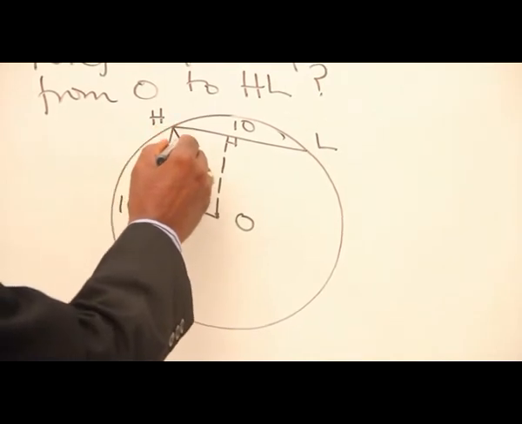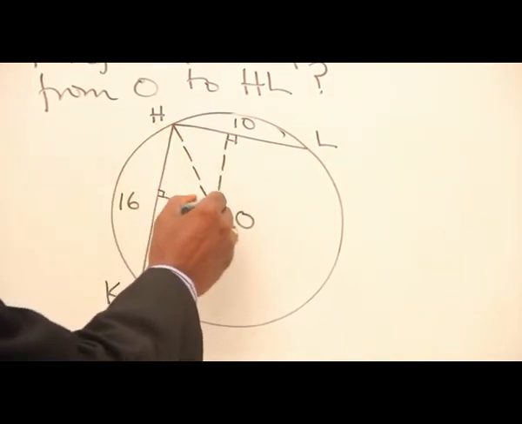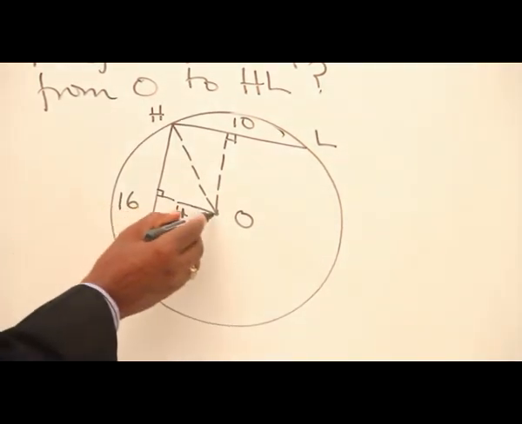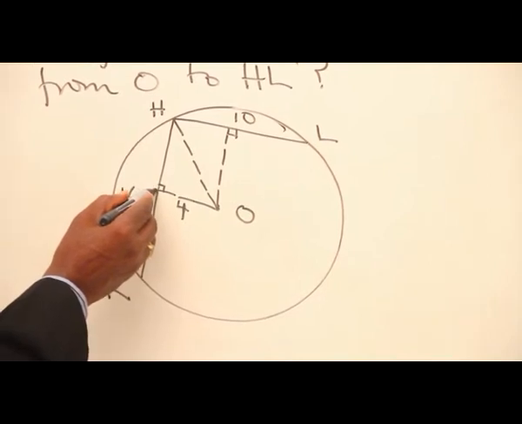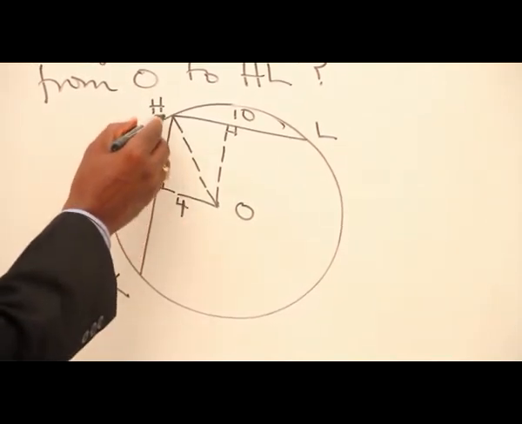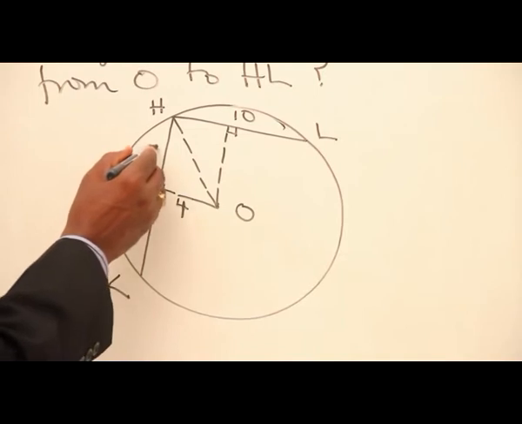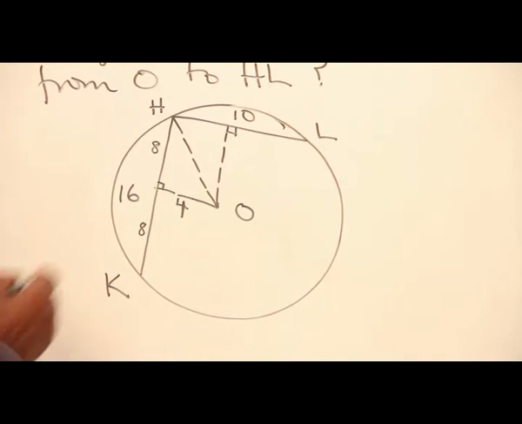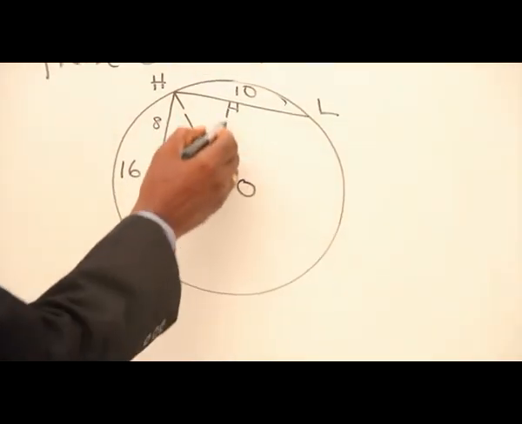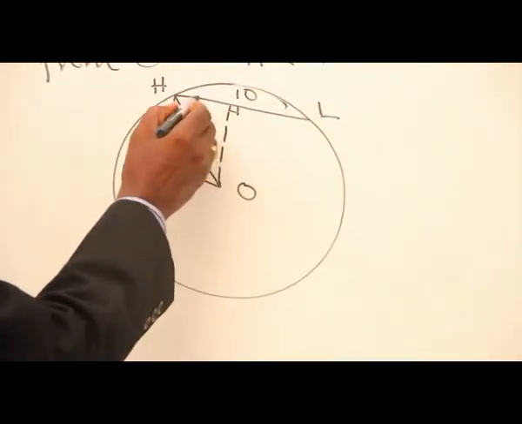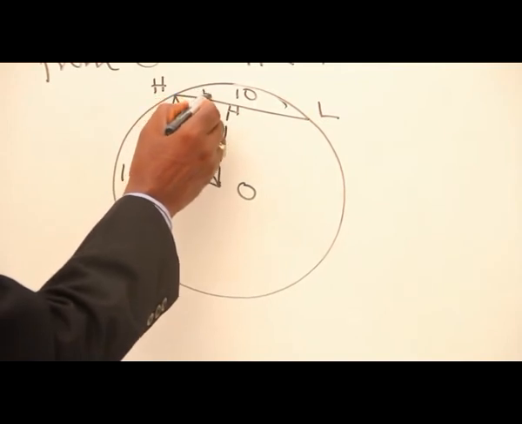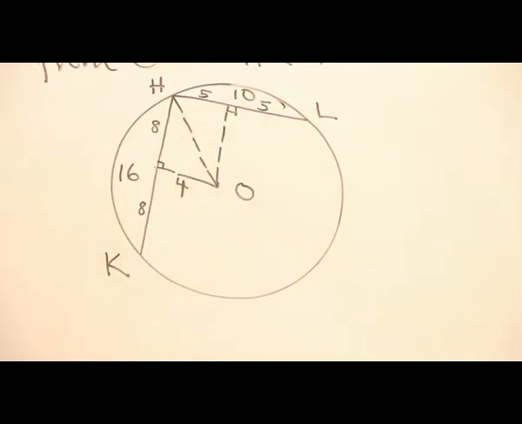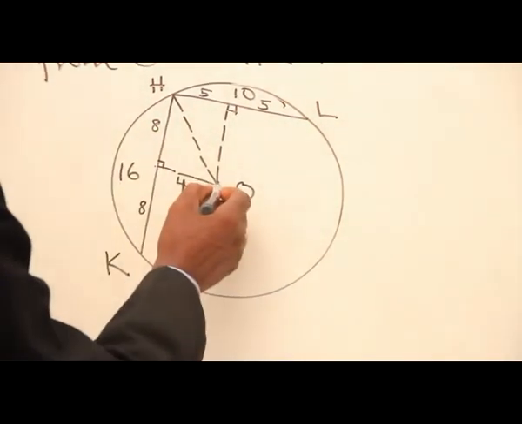Then remember that from H to O is the radius, and because this line from O to this point is perpendicular, it bisects the chord, making this part 8 and this part also 8. Similarly, the perpendicular from O to the line HL bisects that chord, making this one 5 and this one also 5. Our interest is to find the value from here to here.